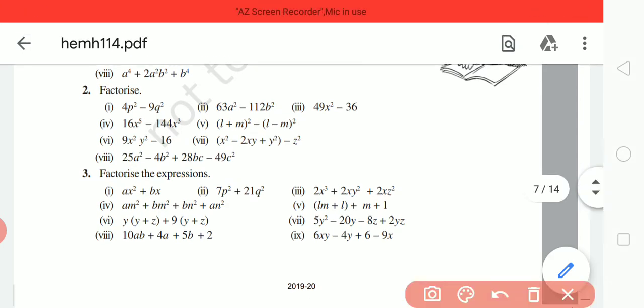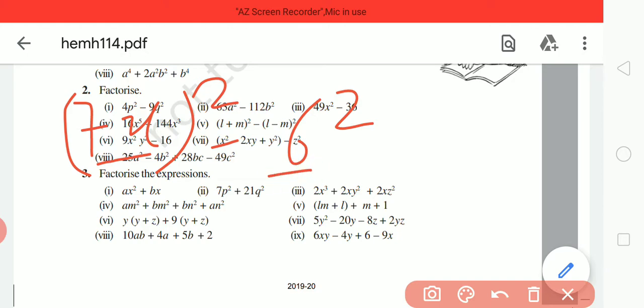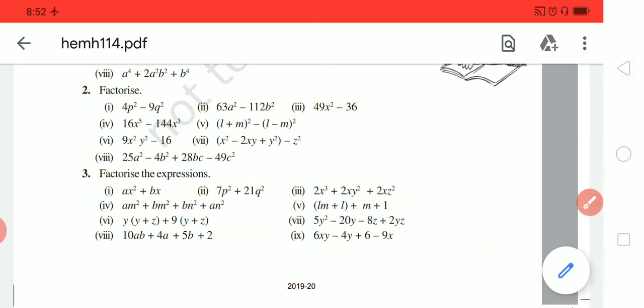So let us start the third one. Here you know that 49 is the square of 7 and 36 is the square of 6. So both are perfect square numbers, so we need not take any common factor from here. Let us rewrite: this is 7x whole square minus 6 square. So here a is 7x, b is 6. You can write a square minus b square, that is a minus b into a plus b. So the solution is 7x minus 6 into 7x plus 6. So this is the solution of the third part.